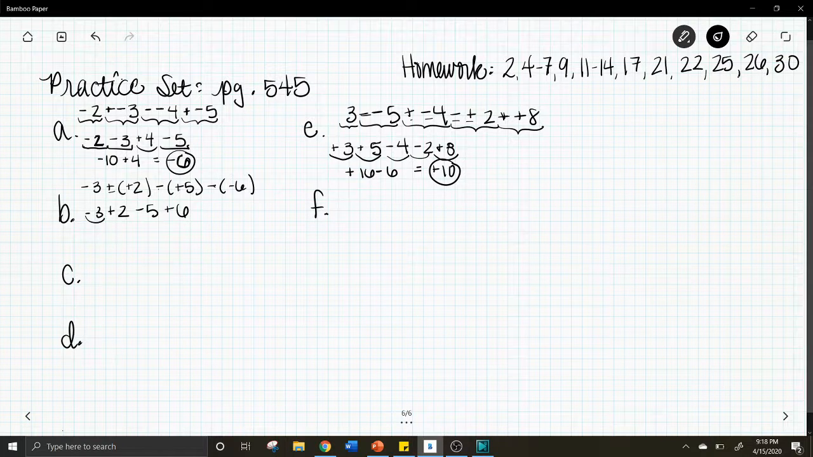Combining forces. So we've got our negative numbers we want to combine, our positive numbers we want to combine. A negative 8 and a positive 8 is 0. So that's letter B. Letter C.